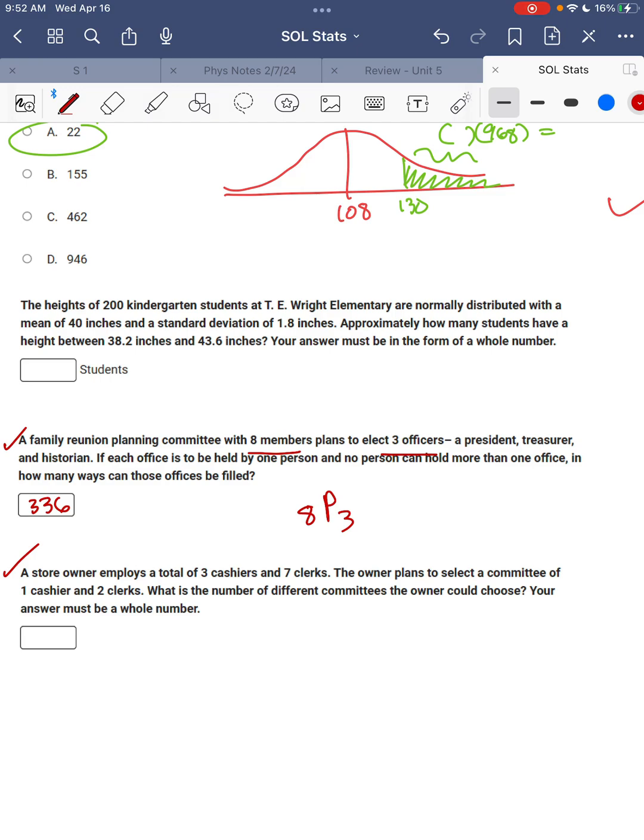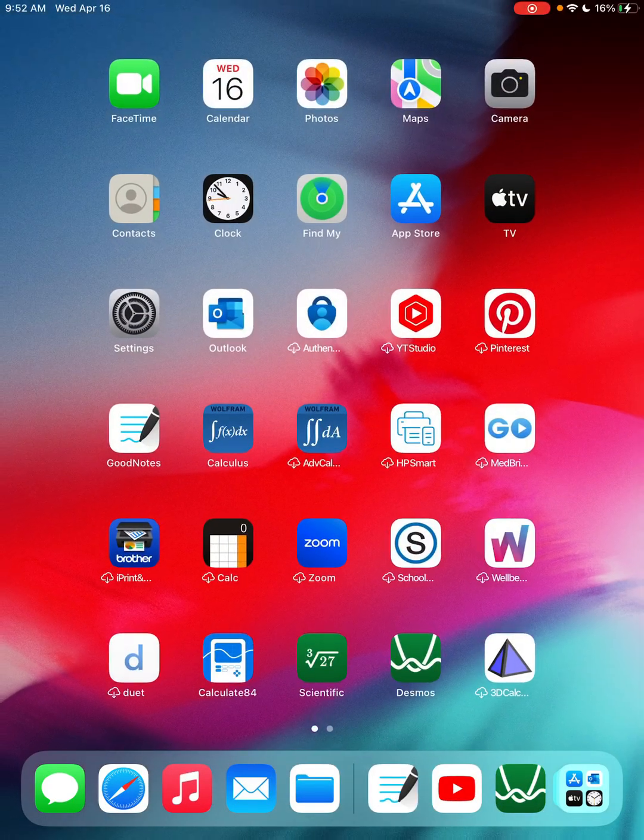All right, a store owner has 3 cashiers and 7 clerks. They want to do a committee, so nobody's more important than anybody else. 1 cashier, so I have 3 cashiers. I'm going to choose 1. So that's going to be 3. And then times, I have 7 clerks. I'm going to choose 2. So I got to figure out what that is. So 7 choose 2.